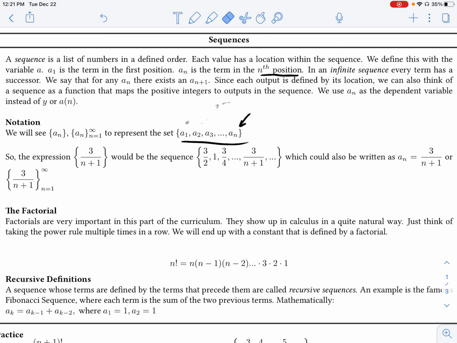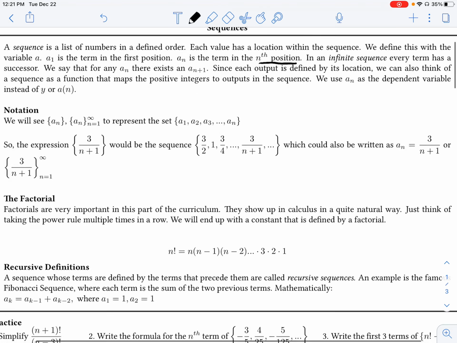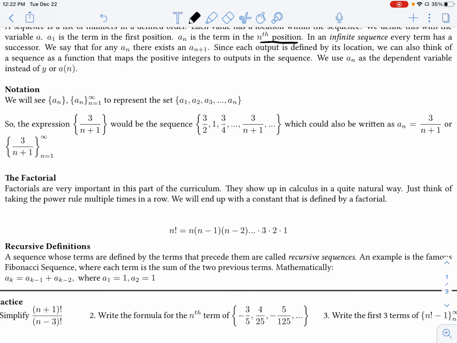So one of the key ideas in pre-calculus that we discussed, or that you should have discussed, was the idea of using or thinking of sequences as a function that maps the positive integers to some output in the sequence. So for example, you can think of f of x equals 3 over x plus 1, and rewriting this in the way that we would think about a sequence, just saying, okay, when n is equal to 1, what is the value there? Well, when n is equal to 1, we get 3 halves. When n is equal to 2, we get 1. When n is equal to 3, and so on and so forth, and we're seeing the outputs of a function in a particular sequence.